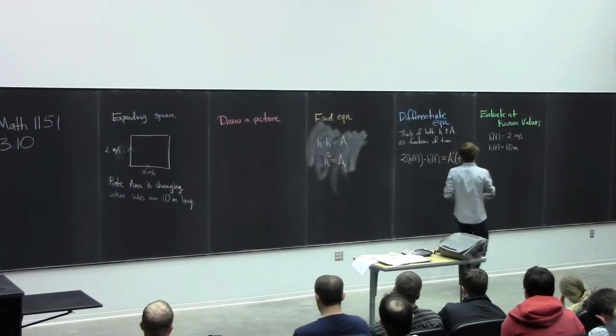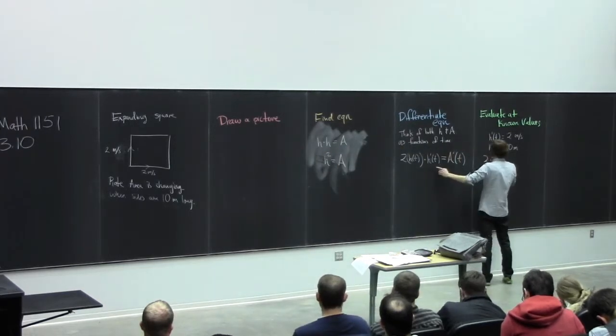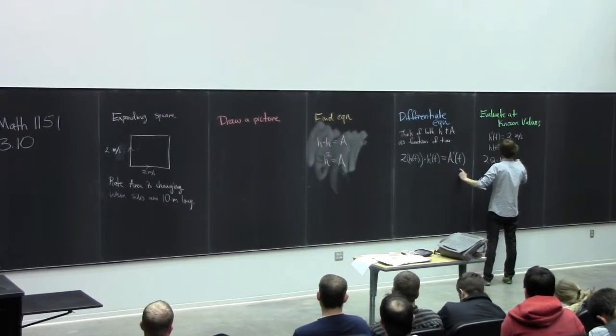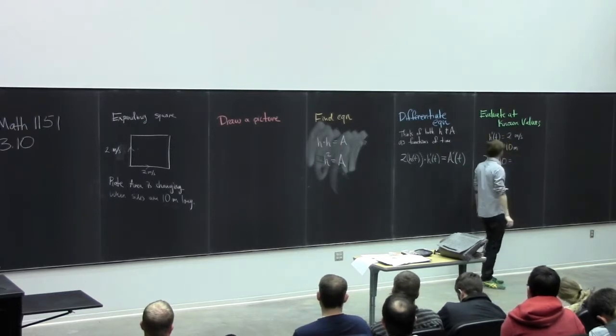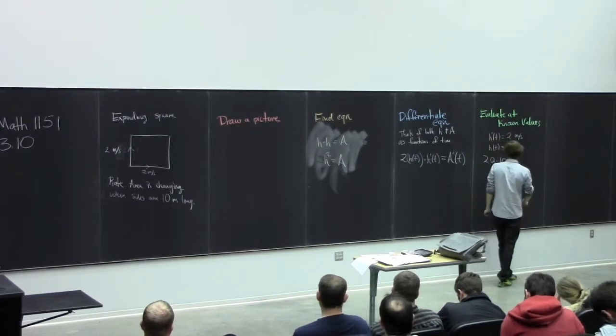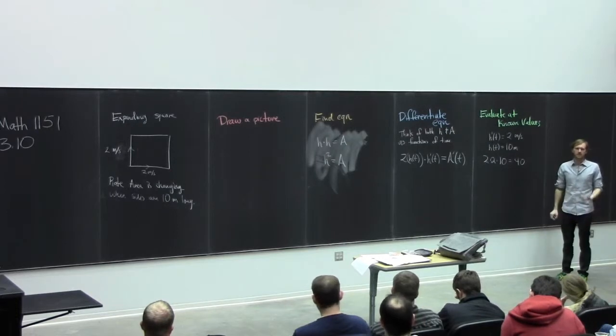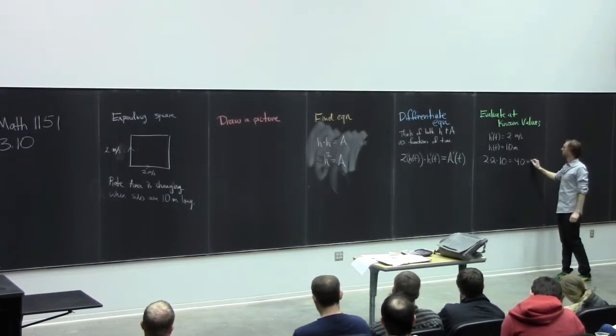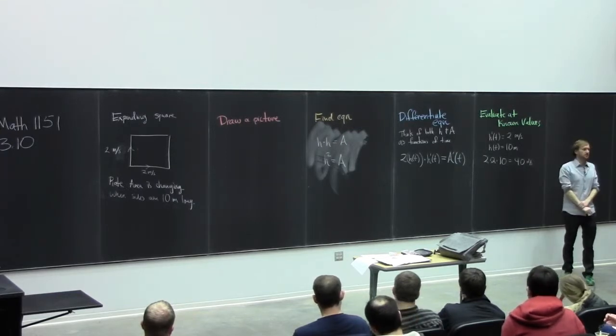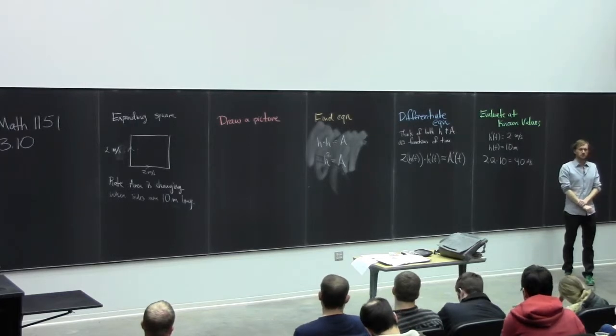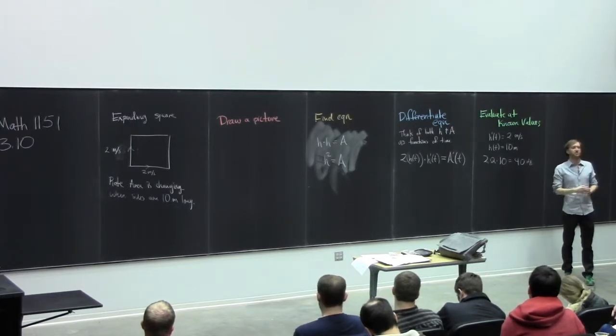And so I can just plug this in. I get 2 times 2 times 10, which is equal to 40. And that's 40 meters squared per second. What questions do you have about this?